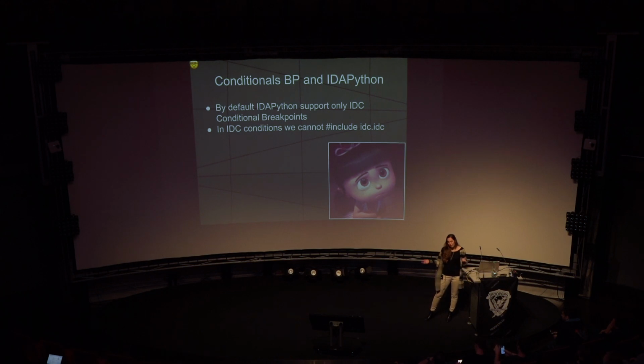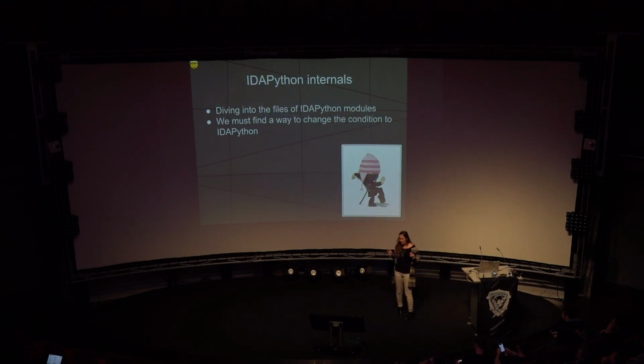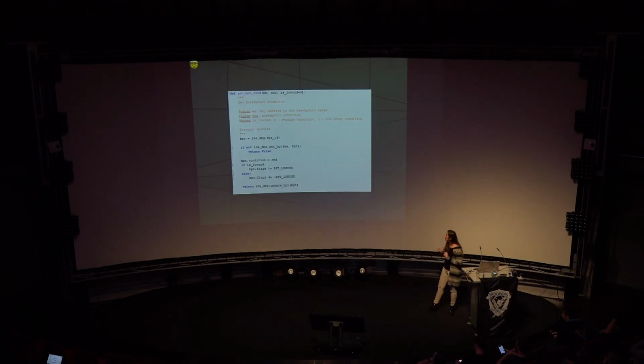I can just use the tracing from before. And I felt like I must find a solution. So I said, OK, let's dive into IDA Python and find a way to change the condition language to Python. So this is the code that sets the breakpoint condition. I looked inside the code, and there is no reference to the language of the condition. It just adds the condition. It doesn't have anything about language. So I wanted to change the language.